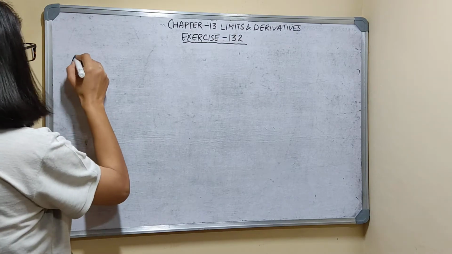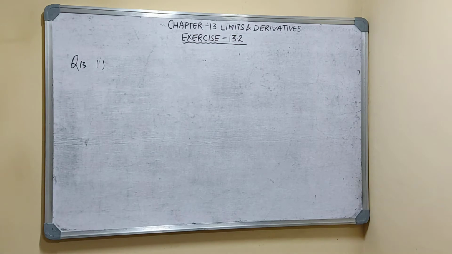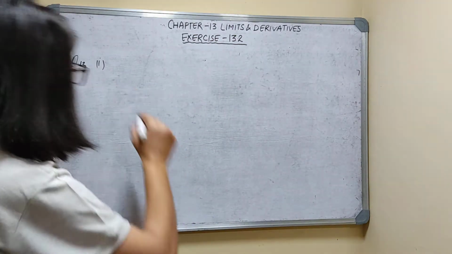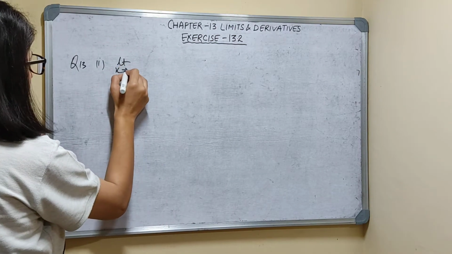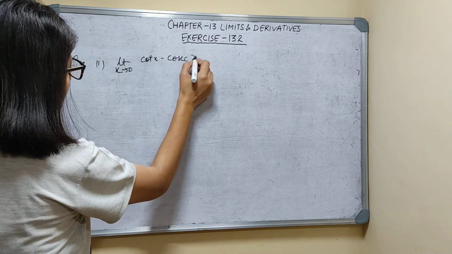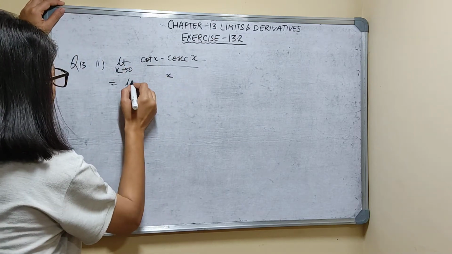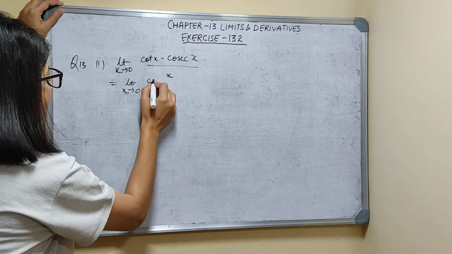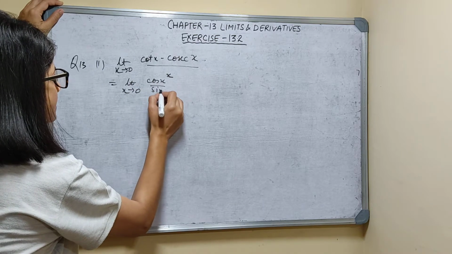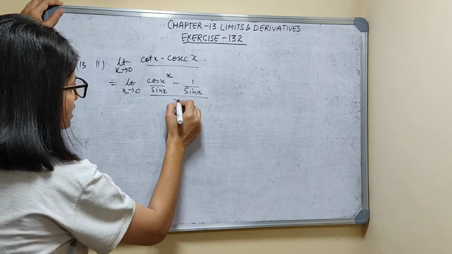Question number 13, first part. Limit x tends to 0, (cot x minus cosec x) upon x. This cot x I am writing as cos x upon sin x, minus cosec x, 1 upon sin x, upon x.